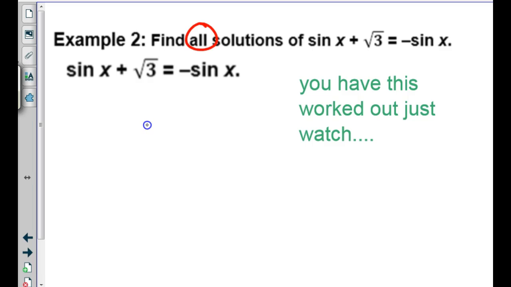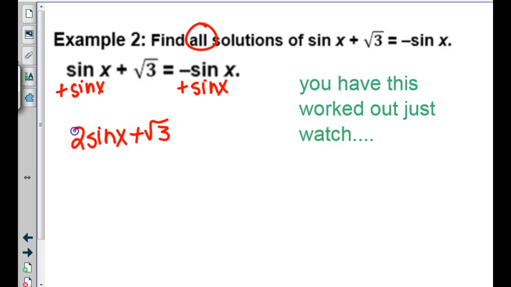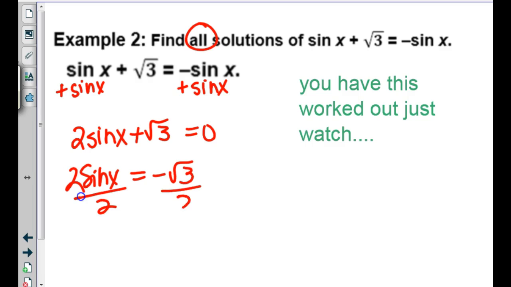Again, you can just watch. If I add the sine over here, okay, so that they're all on one side, I have 2 sine x plus square root of 3 equals 0. Is everybody okay that that would become 2 sine x as we were adding, not multiplying? Okay, can I factor anything out? Do I need to factor anything out? It doesn't have a squared, right? So I can just subtract the square root of 3 and divide by 2 to isolate what we're looking for.